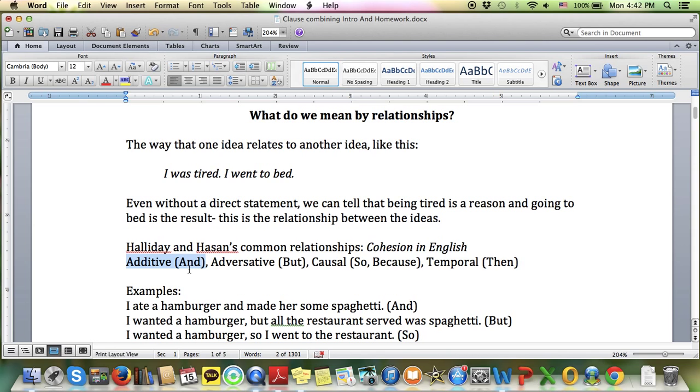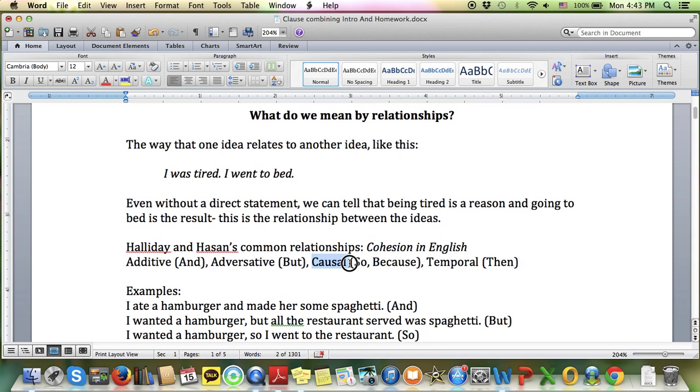So, I like apples, and I like bananas, and I like oranges. We're adding more information. Adversative, when we think of that word, think like adversary, enemy, things that go against each other. The simplest way to think of that is but. So things like, well, I really wanted to buy a guitar, but I had no money. Two ideas that go against each other.